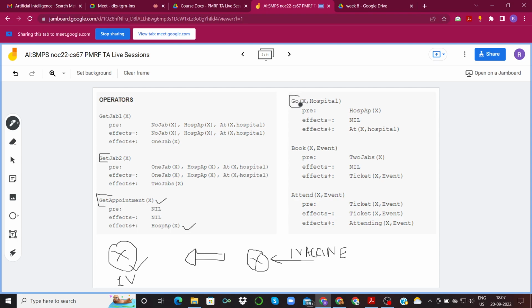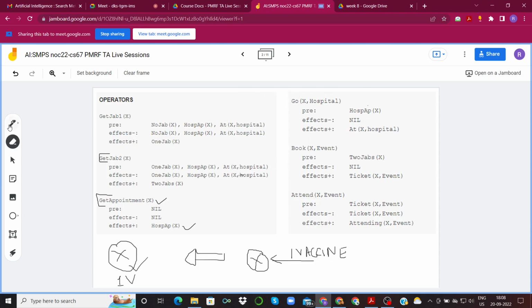Similarly, the go operator, which means that the person X goes to hospital, has a precondition that the person must have an appointment at the hospital. There are no negative effects, and the positive effect is that after taking this action, going to the hospital, the person will now be at the hospital.